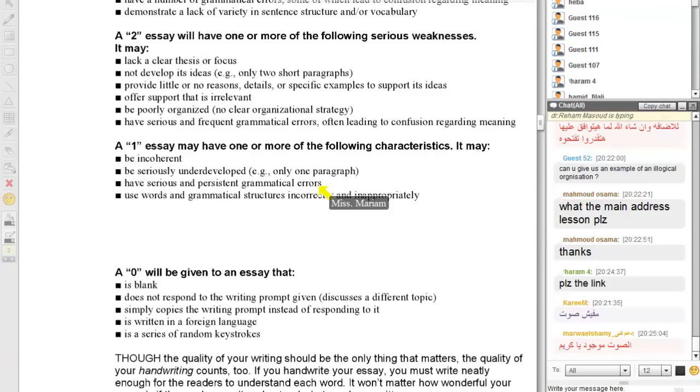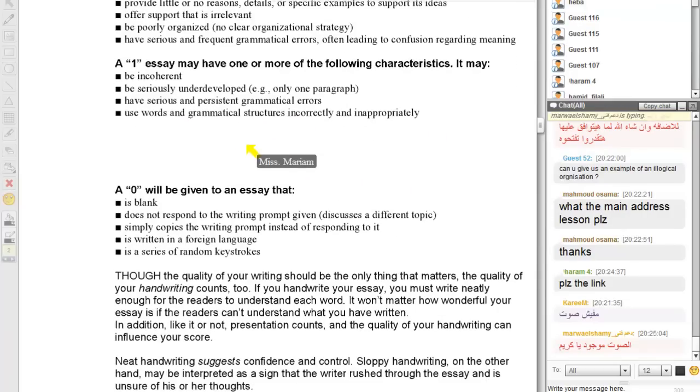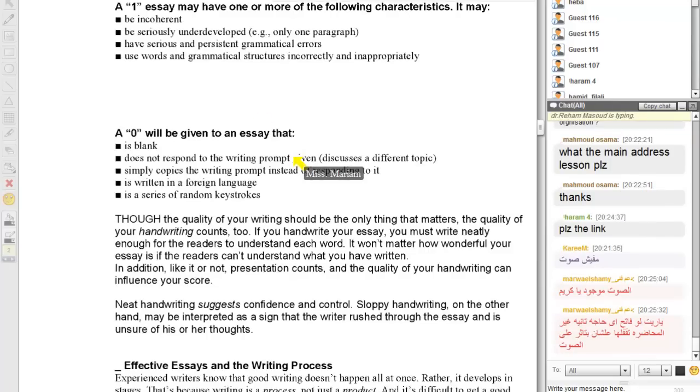One essay may have one or more of the following characteristics. It may be incoherent, or be seriously undeveloped, or have serious grammatical errors. It may use words and grammatical structures incorrectly and inappropriately. Okay?